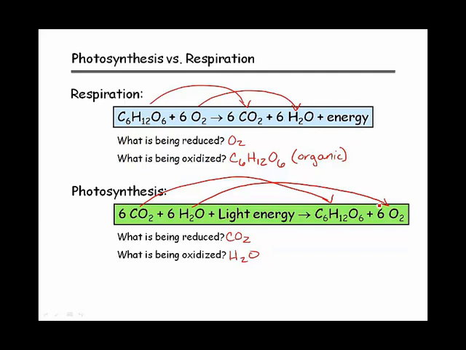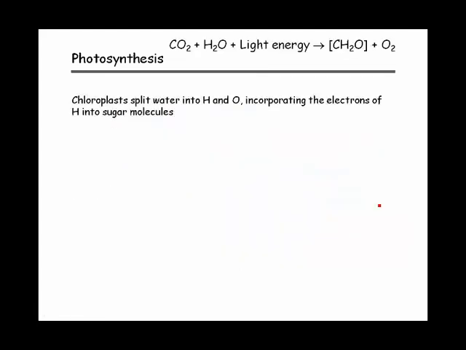Notice how photosynthesis and respiration have opposite flows of electrons. So in respiration, we are taking the electrons from the carbon and we are moving them to the oxygen. And in photosynthesis, we are taking them from the oxygen in the form of water and we're passing them to the carbon. So in photosynthesis, the chloroplast will be responsible for splitting open the water molecule and gathering the electrons from the oxygen. We will be gathering up those electrons and then incorporating those electrons into the sugar molecules.